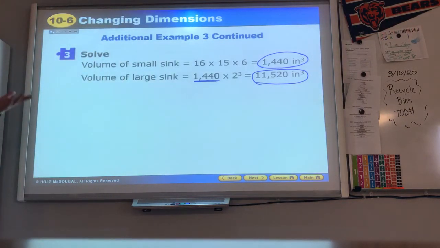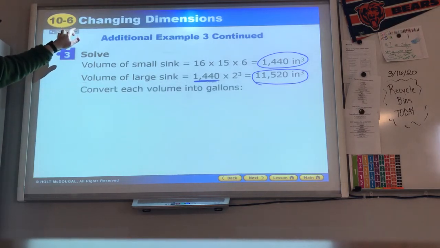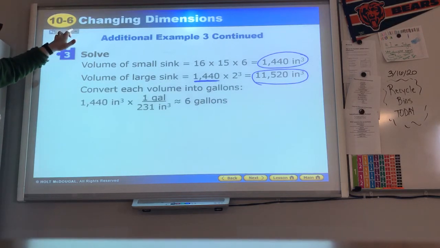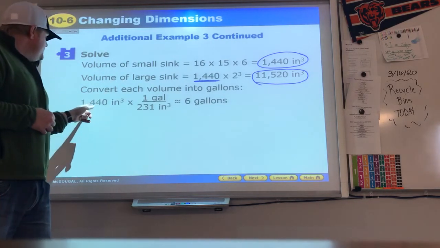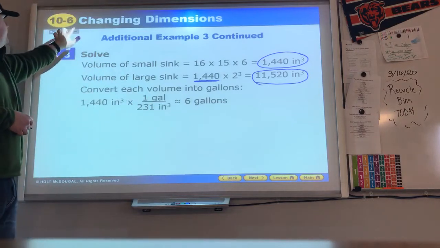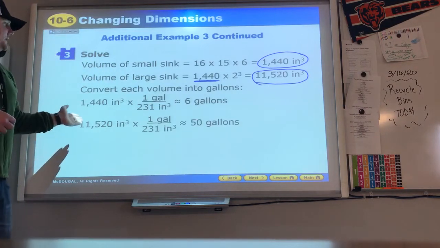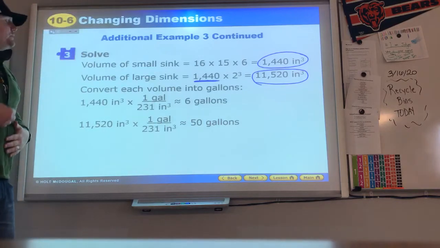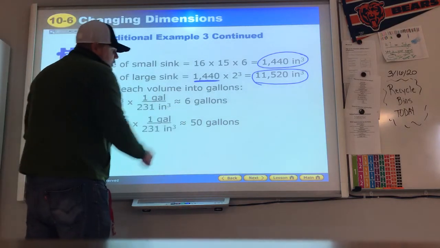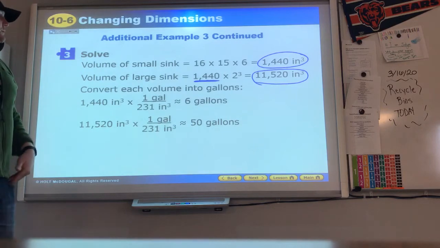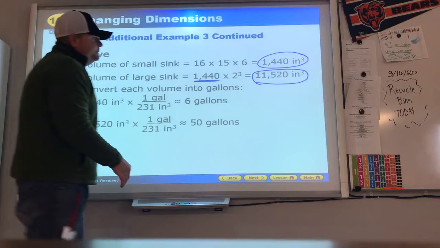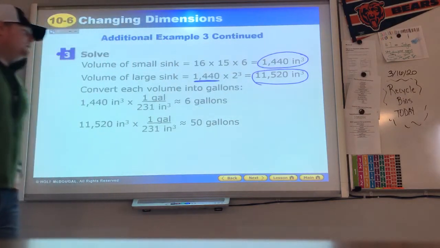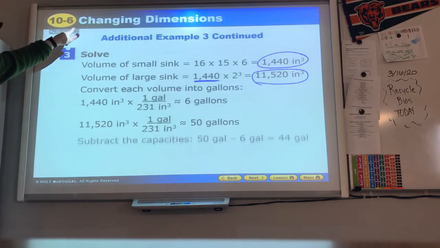Now we need to know what's the difference between them. All right. Oh, we have to convert into gallons. All right. They told us that. So 1,400 is about 6 gallons. This is about 50 gallons. So we can see it's a difference of, if we subtract, 44 gallons. I was going to subtract these two numbers first and only do one conversion. And if we do that, we will get the same answer. All right? So then we get a 44-gallon difference.